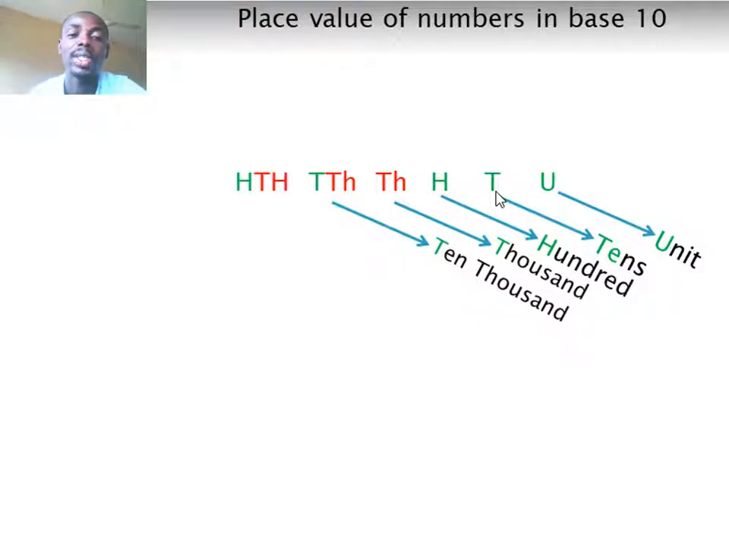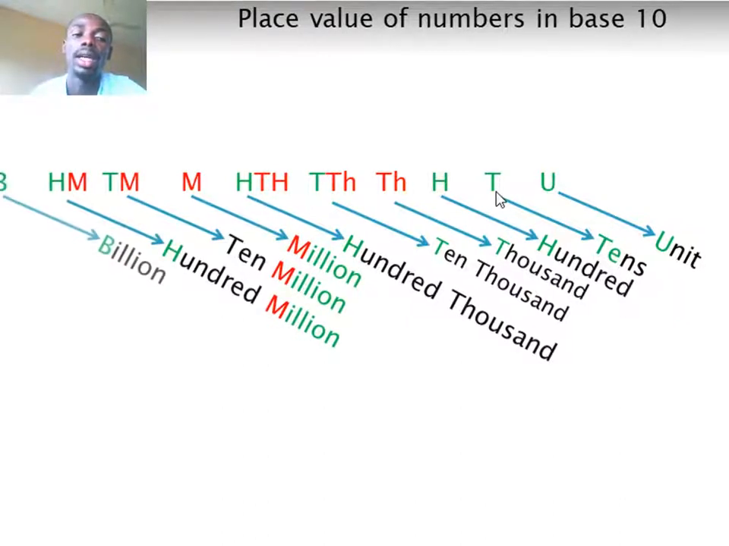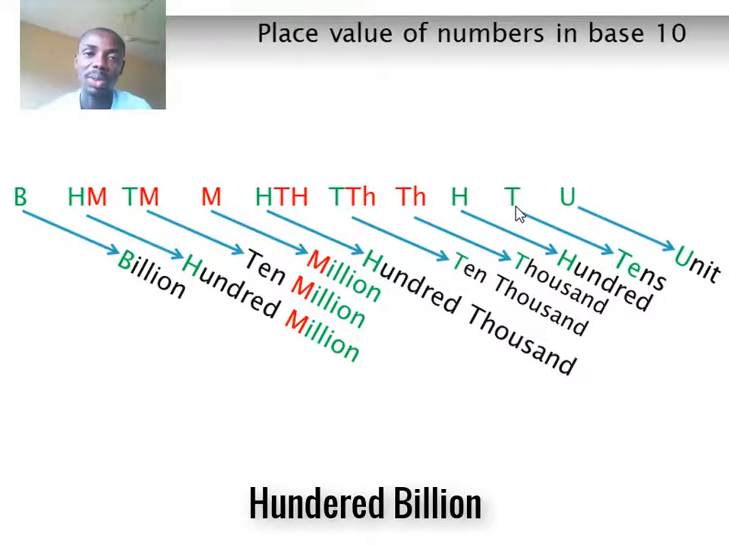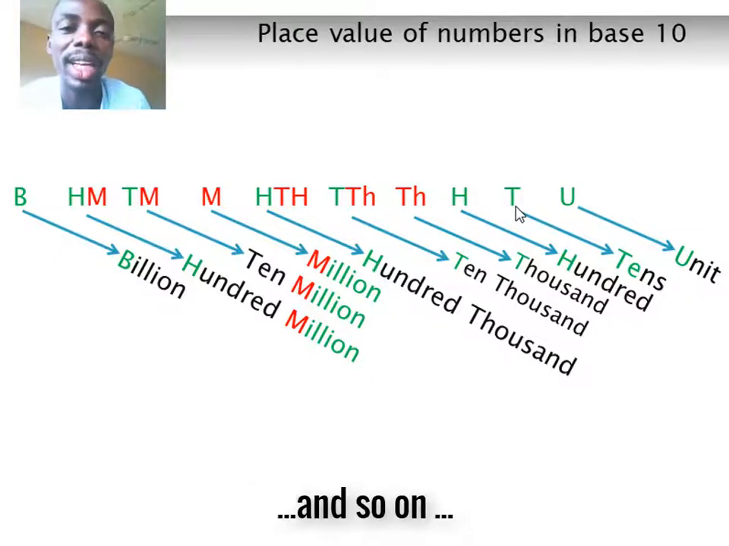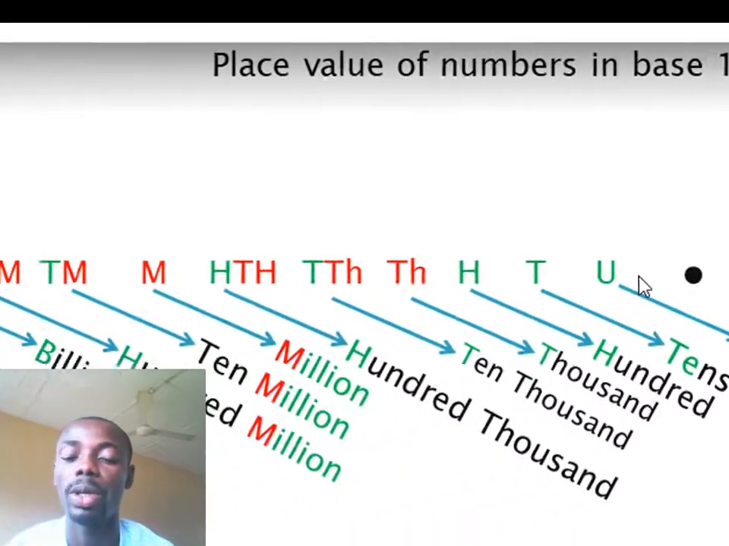Next is hundred thousands, and we have million. Next is ten million, hundred million, and billion. We still have more, but let's limit ourselves to what we can manage for now. So we still have ten billion, hundred billion, trillion, and so on. Now, coming back to the side, we have what we call the decimal point.